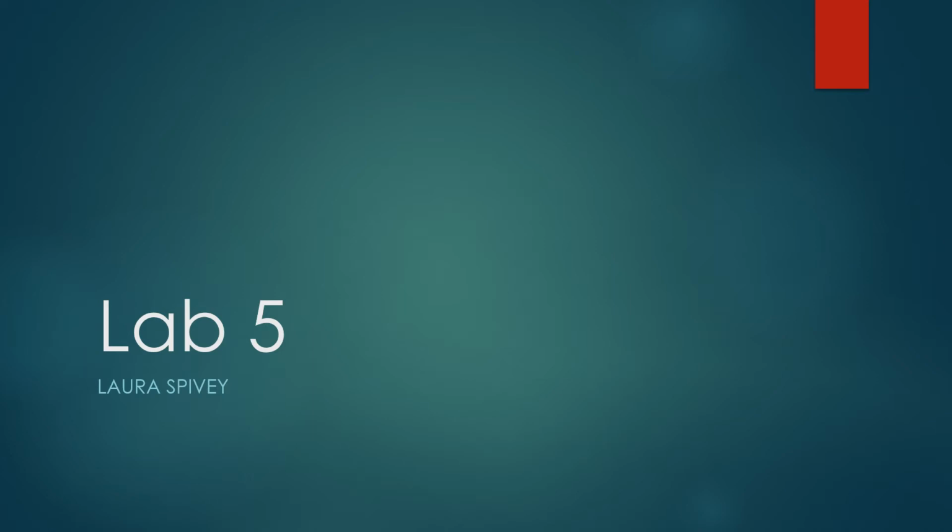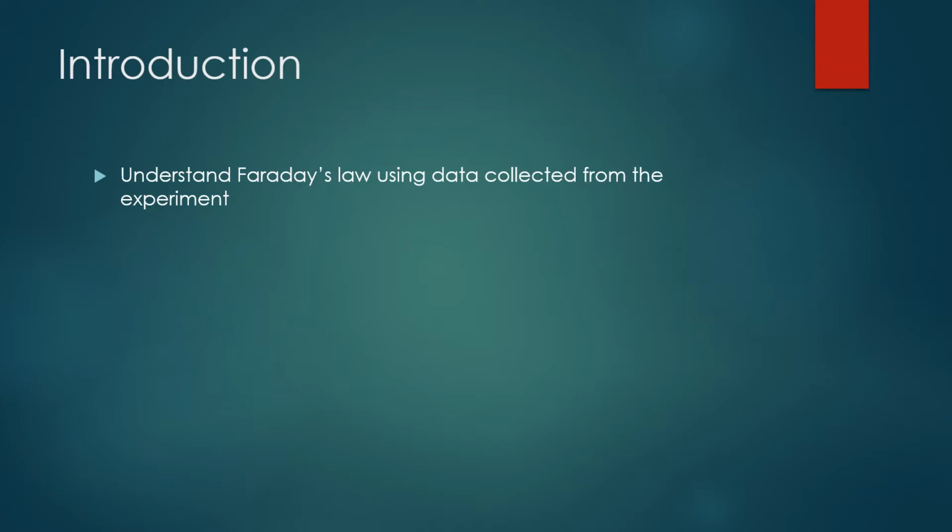Hello, this is going to be Lab 5 for Physics 2212. In this lab, we are going to be looking at Faraday's law, and we are going to be trying to understand it using the data that we collect in the Lab 5 experiment, which involves magnets going down aluminum tubes, which are going to be representing normal metal tubes since we don't have those.